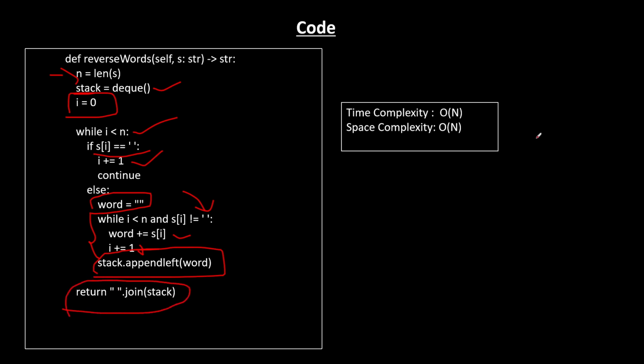Now time complexity will be O of n. Why? First of all, we are having a while loop of n size. So here we're going to iterate n times, right? And space complexity is O of n because we are using a DQ, which will also be approximately of size n, as we're going to ignore the extra spaces which we had, right? So that is why we have space complexity of approximately n and time complexity of O of n.